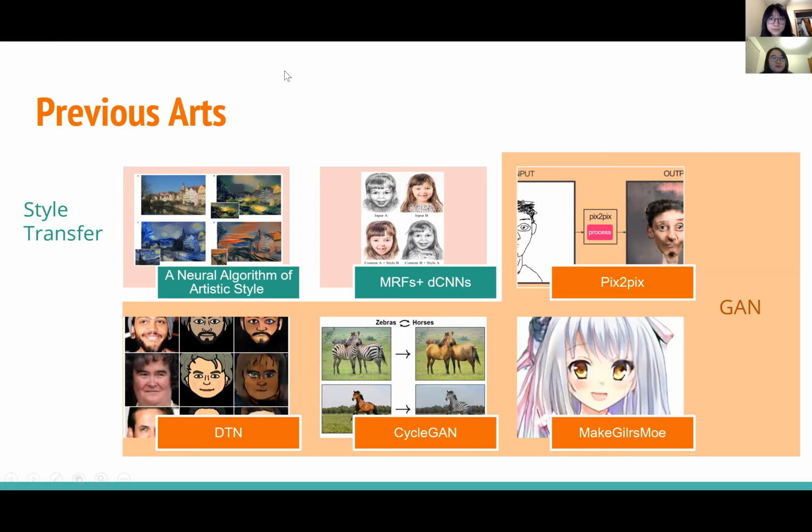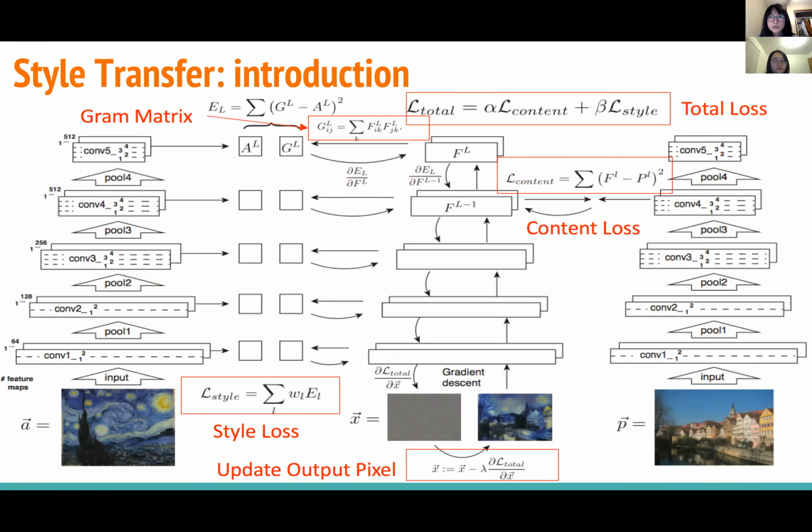So to start with, we use style transfer. The style transfer algorithm is based on the VGG19 model. We have two input images, one for content and one for style, and the output is a synthesized image with semantic information from the content input and texture from the style input.